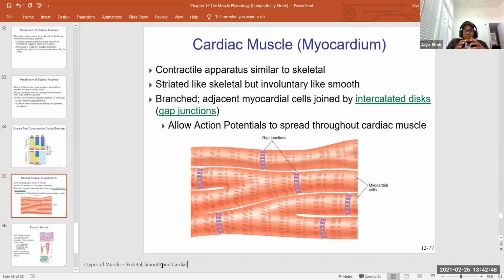Skeletal muscle is voluntary because it is controlled by somatic motor neurons, which are under your control. Whereas smooth and cardiac muscles are involuntary because they are controlled by the autonomic nervous system. Skeletal muscle and cardiac muscle, which you see here, are called striated muscle because they both have stripes. See here, light, dark, light, dark.